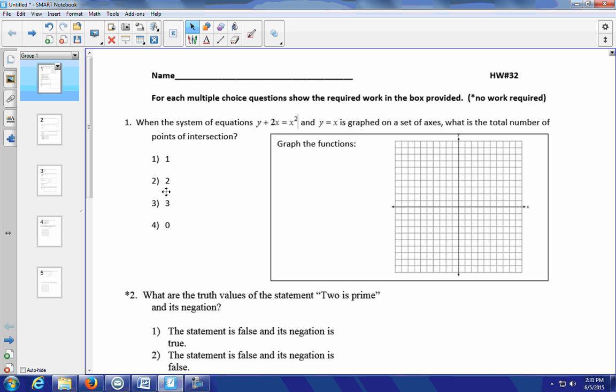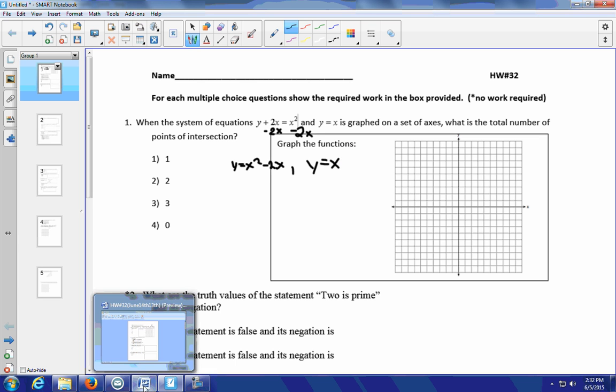If I go to the question, it says when the system of equations y plus 2x equals x squared and y equals x is graphed on a set of axes, what is the total number of points of intersection? Now before we graph anything, we have to get y by itself. For this first equation, I need to get rid of this plus 2x, so I'm going to minus 2x from both sides. When I do that on the right-hand side, those aren't like terms, so I'm just going to be left with y equals x squared minus 2x. And then I have my y equals x. Those are the two graphs I'm going to graph on my calculator.